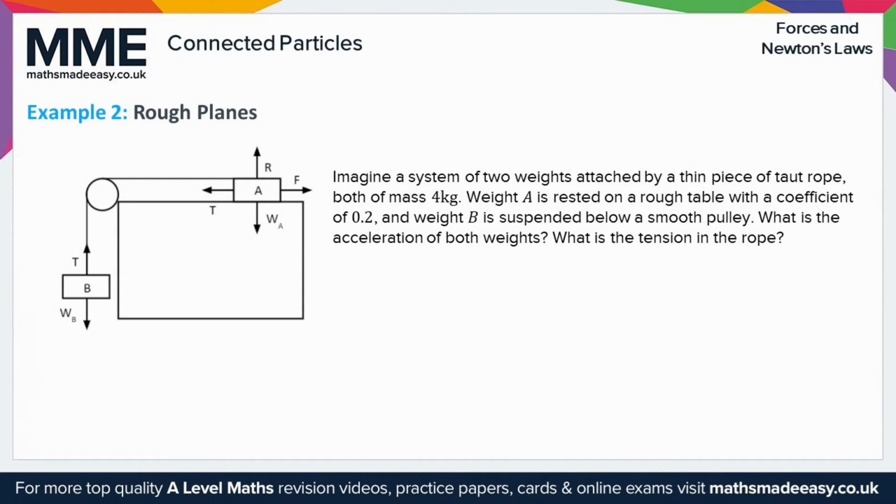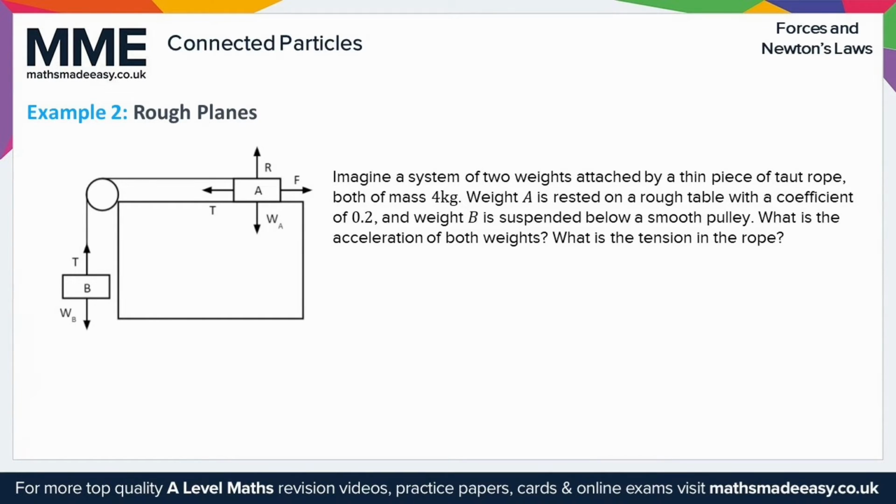So imagine a system of two weights attached by a thin piece of taut rope, both of mass 4 kilograms. Weight A is rested on a rough table with a coefficient of 0.2, so it means a coefficient of friction, and weight B is suspended below a smooth pulley. What is the acceleration of both weights? What is the tension in the rope?